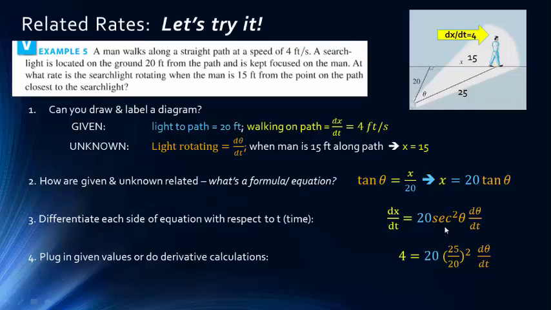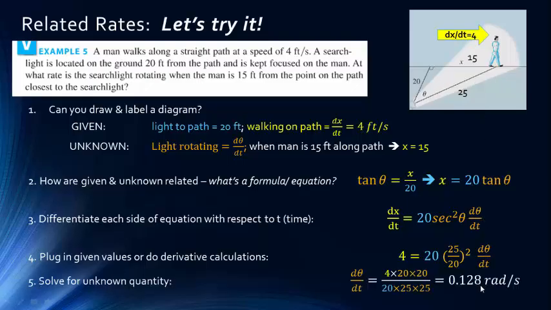dx dt is given. The secant we can figure out from this problem, again, is the hypotenuse over adjacent. It's 1 over the cosine, so it's the opposite of that, adjacent over hypotenuse. So I get 25 over 20 squared, because it's secant squared, and then d theta dt, which is what I'm looking for. So now I can solve this equation. It's all numerical at this point, very little algebra, and I get 0.128 rads per second.